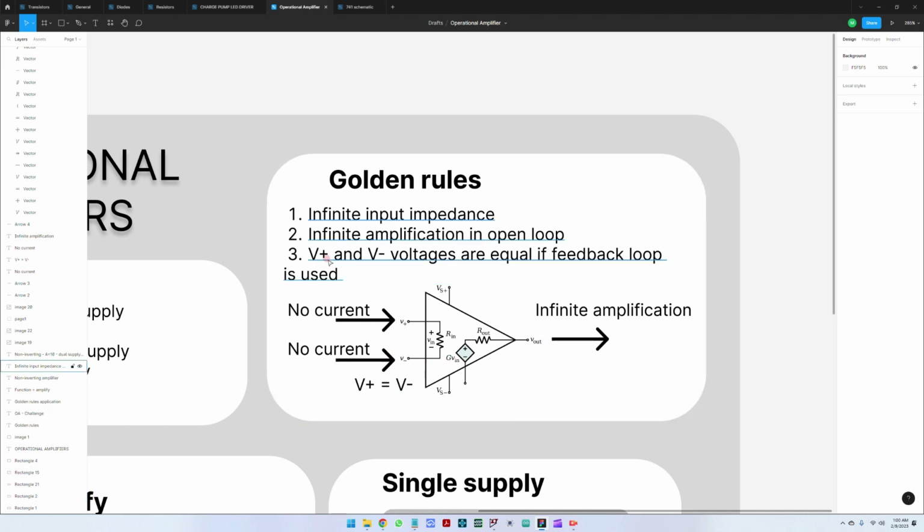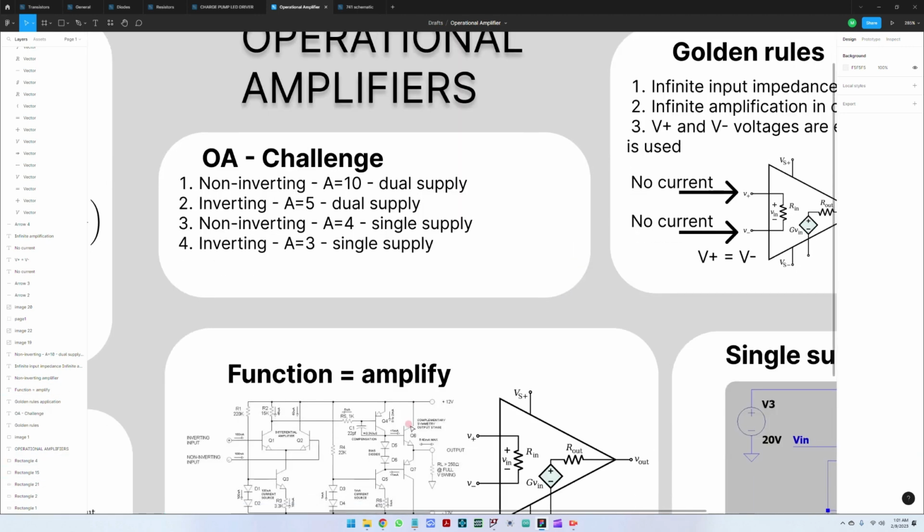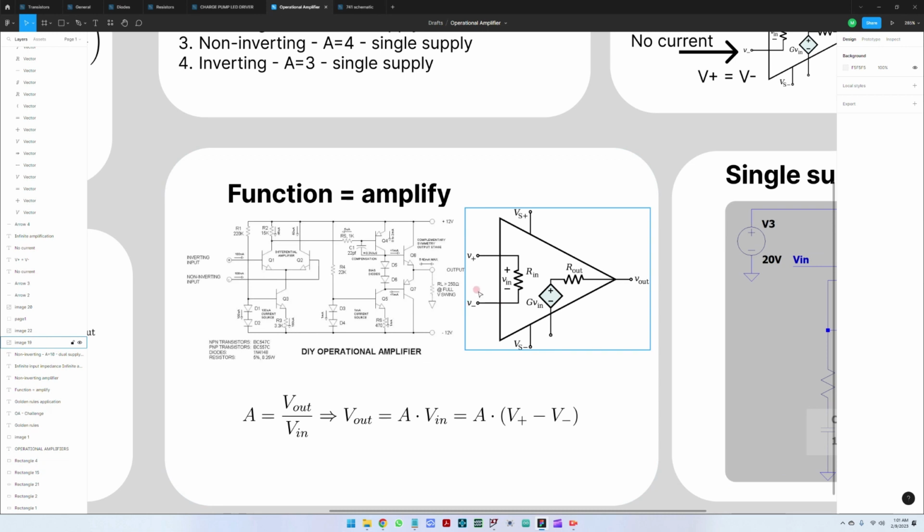And the third rule is that the values of V plus, which is the non-inverting input, and V minus, which is the inverting input, are equal if a feedback loop is used. So these values are equal. If we do not have a feedback loop, any very small difference between these values will push the output to go high. This is why, because we have this very high amplification, we always need to have a feedback loop. And the feedback loop is connected to the inverting input.